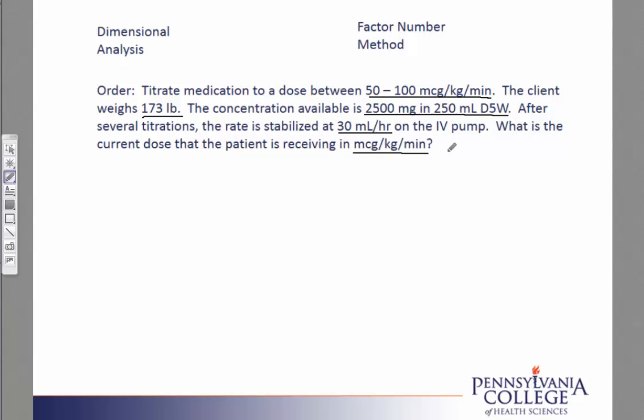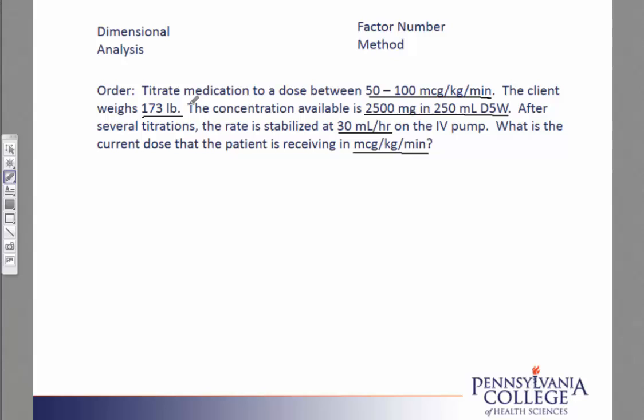Sometimes we think of these problems as working backwards, because many times we start with the dose and we figure out the milliliter per hour rate. However, in this case, we need to take the milliliter per hour rate and go back to the dose. There are two methods to accomplish this, and you can click on the link to go directly to the dimensional analysis approach or directly to the factor number approach.